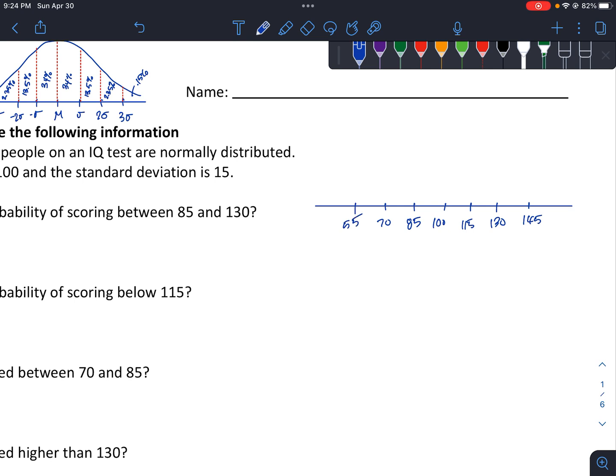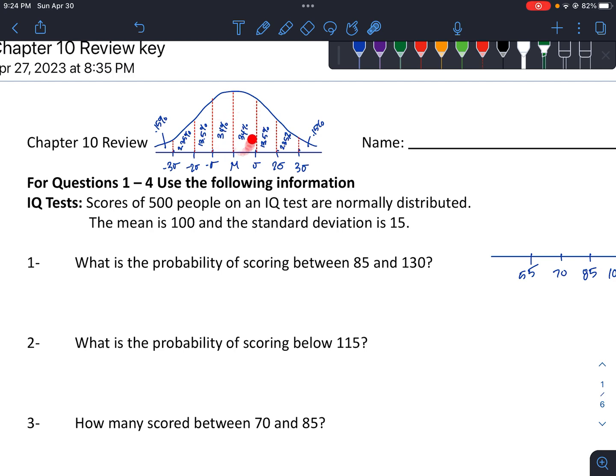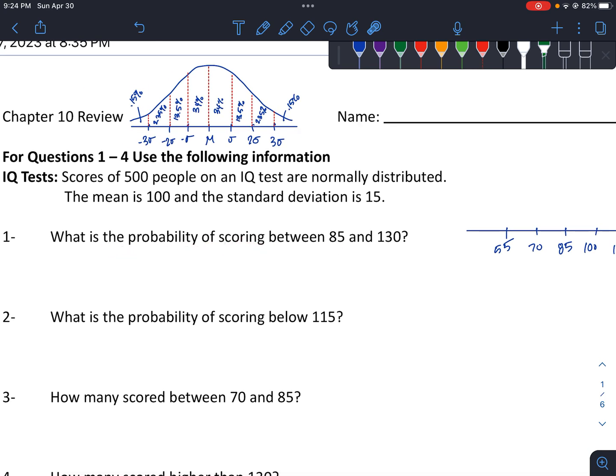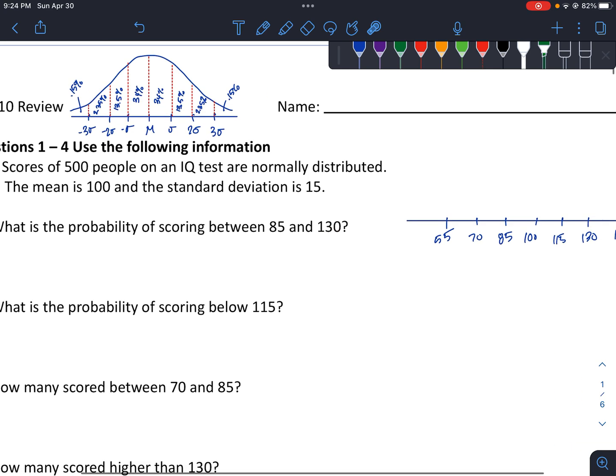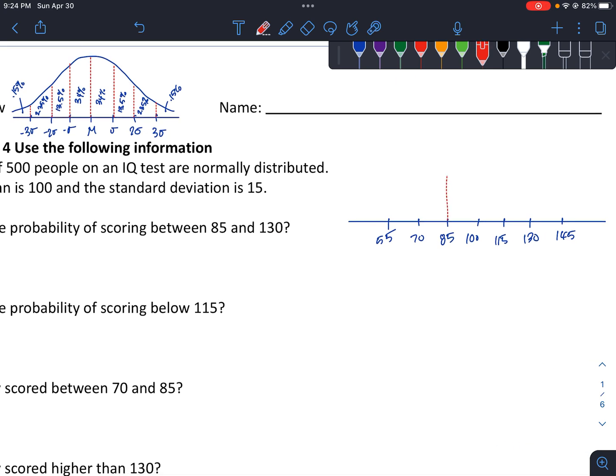With that being said, it's going to follow this distribution over here. What is the probability of scoring between 85 and 130? That would be between here and here. Following the rule we have up here, within one standard deviation is 34%. This would be 34%, and then this would be 13.5%. That's everything in between.